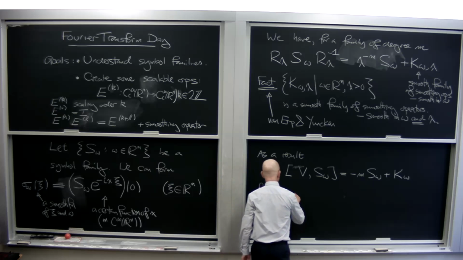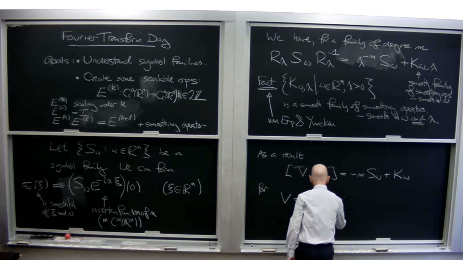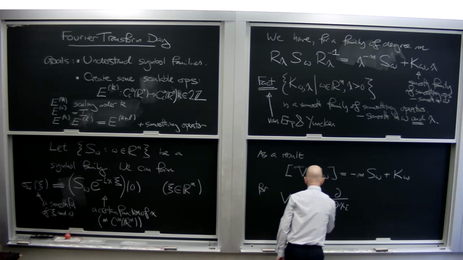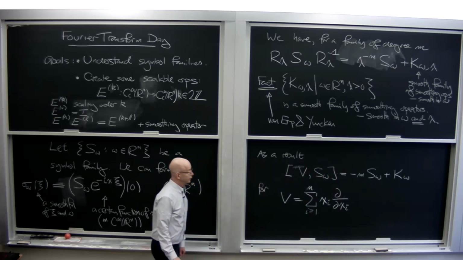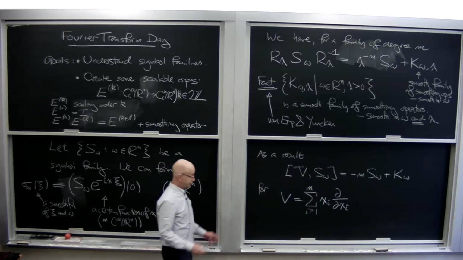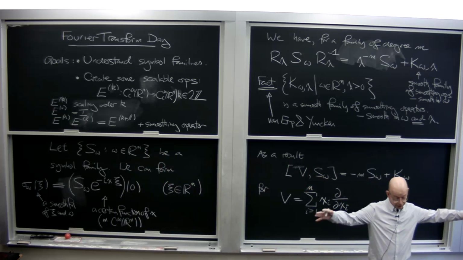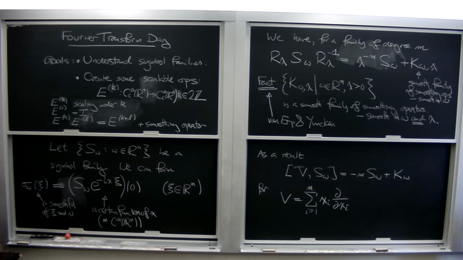And what's V? V is the friend of many people in many different parts of the world. It's the Euler vector field, where you sum not from 1 to infinity, you stop at n. This is the vector field which generates the flow on R^n, which is just scalar multiplication by e to the t. So this is the differentiated form of the scaling relation.